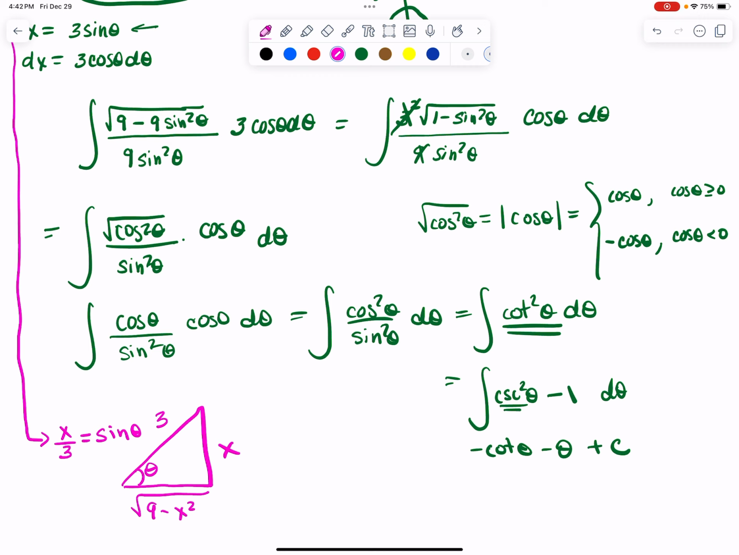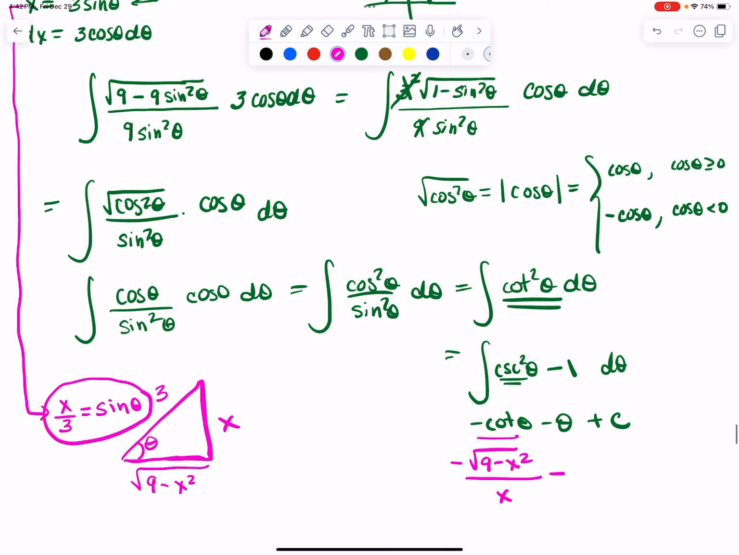Our substitution, x equals 3 sine theta, generated that triangle, from which we now know all 6 trig functions, and in particular, negative cotangent theta. Cotangent is adjacent over opposite, and we want the negative of it, so negative the square root of 9 minus x squared over x. And then theta, since we restricted our domain, has an inverse here, and it is sine inverse of x over 3, plus c. Capiche?